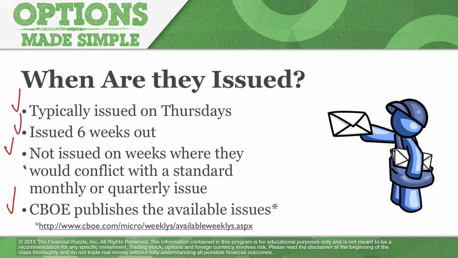CBOE publishes the available issues. It seems like every year they're adding more stocks that have weekly options available. So you can go to cboe.com and you can see which stocks actually have weeklies to trade. An easier way, if you don't want to go to CBOE, if you're thinking of trading an individual stock, you just pull up the option chain on it.